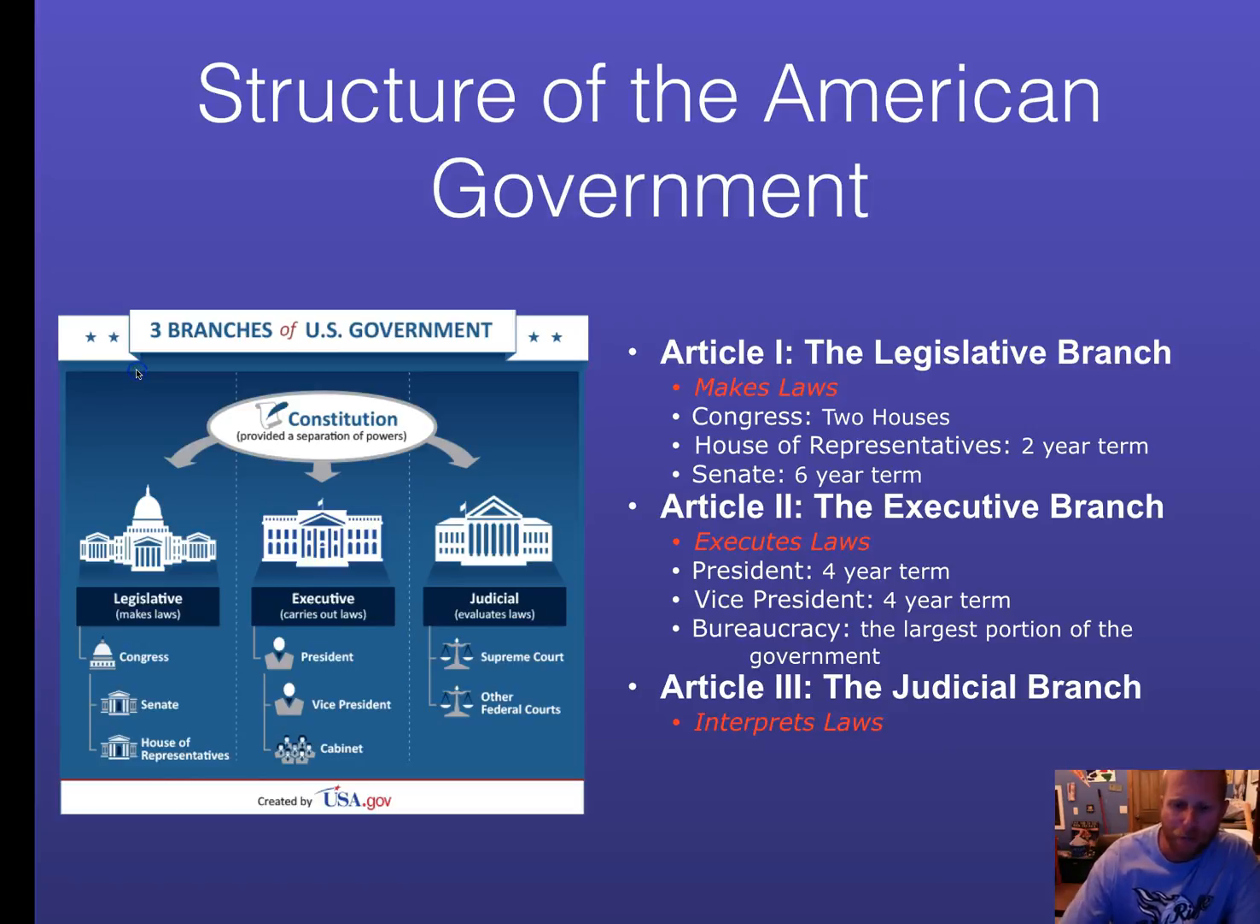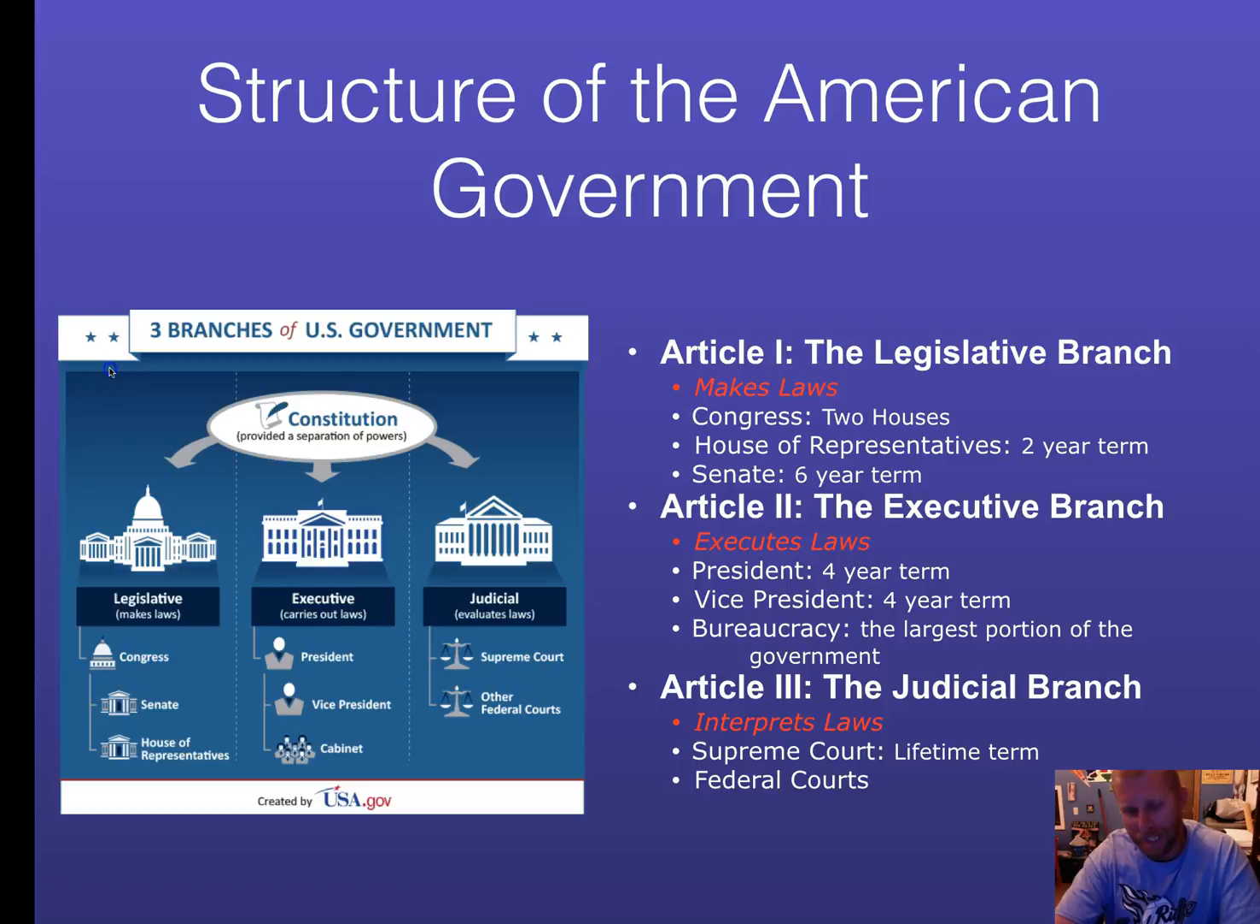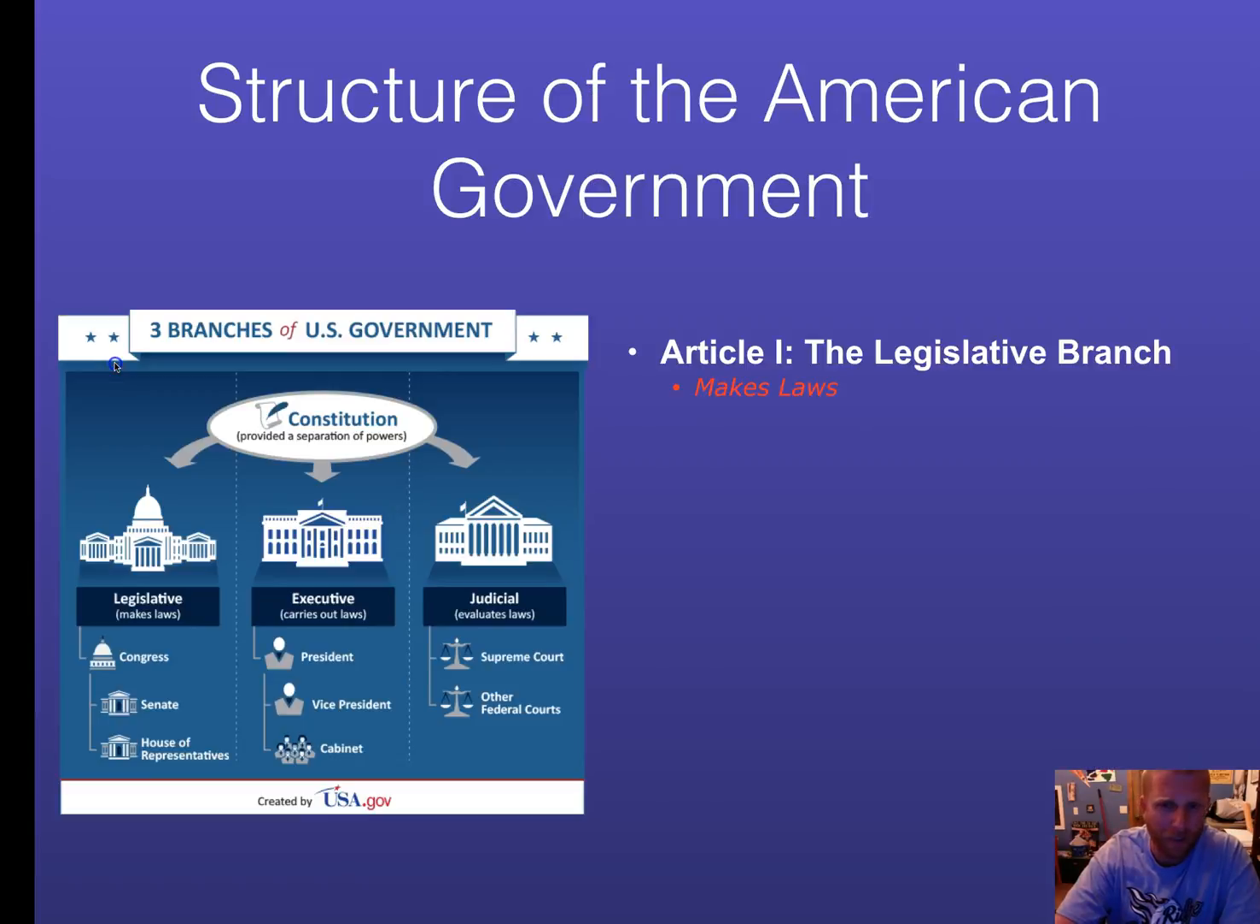The judicial branch, which is Article 3, interprets the laws to determine whether or not you broke the law, whether or not a law violated the Constitution. It is headed by the Supreme Court, whose justices serve a lifetime term. They are appointed by the president and approved by the Senate. You also have a series of federal courts, which were started by the Congress later on.